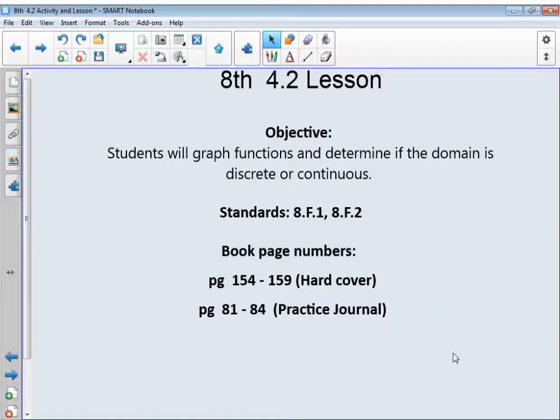Okay, this is 8th grade lesson 4.2. The objective: students will graph functions and determine if the domain is discrete or continuous. The standard is 8F1 and 2. The page numbers out of the hardcover book are pages 154 through 159, and out of the practice journal, pages 81 through 84.